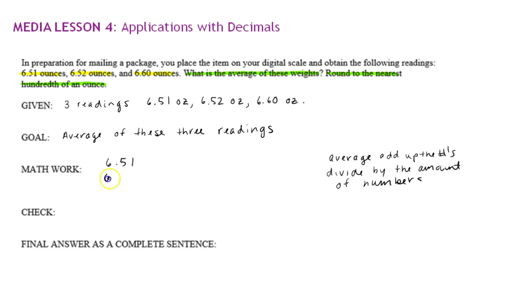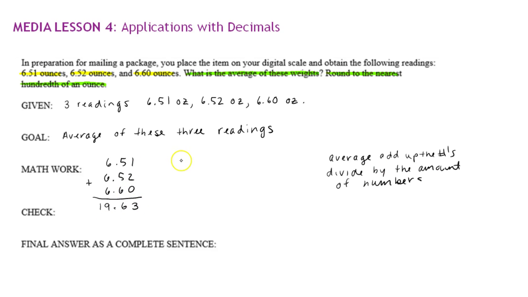6.51, 6.52, and 6.60. Let's add them up by place value. Notice I lined up the decimals. We have 3, 6 carry the 1, and 19. Okay. So that's the sum of the 3 readings. Now to find the average, we need to divide by the amount of numbers, and there were 3 numbers, so we need to divide this by 3.